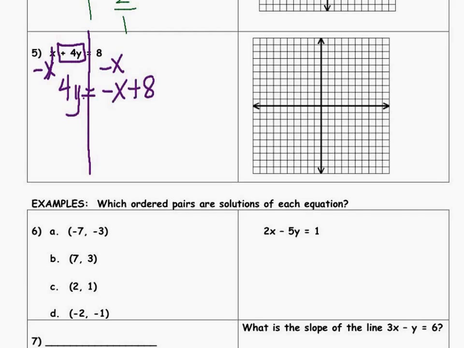Now we need to remove the 4 that's being multiplied, so we're going to divide by 4 all the way across, and that leaves y equals. Now we have an issue here. Sometimes this causes a problem because a lot of kids think that this is negative 4x. Well, actually this is not.